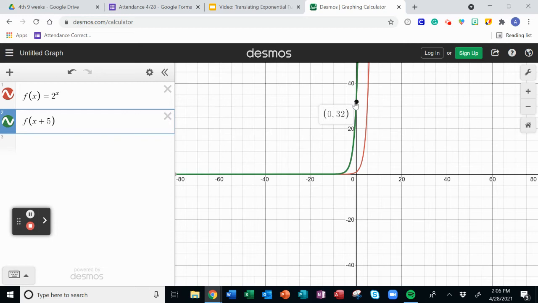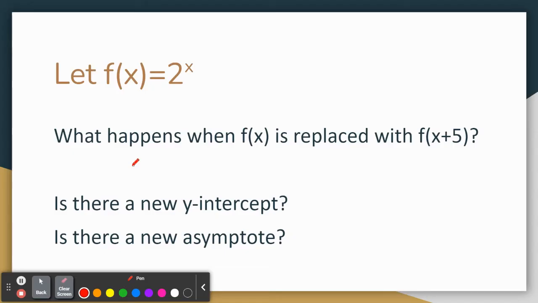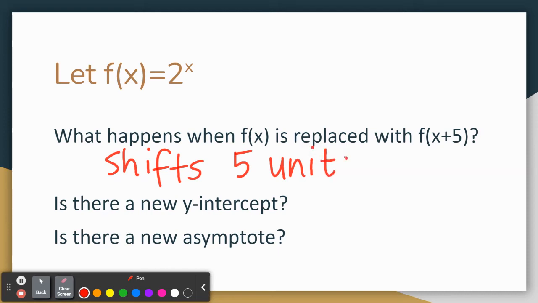Is there a new asymptote? Since our graph didn't shift up or down, it just moved to the left 5 units. Our graph has the same asymptote as the parent function, which is y is equal to 0. Okay? It says, what happens when f of x is replaced with f of x plus 5? Our graph shifts 5 units left.